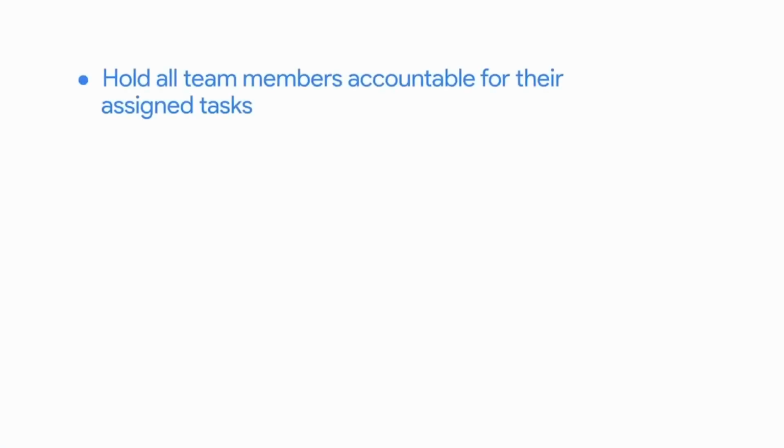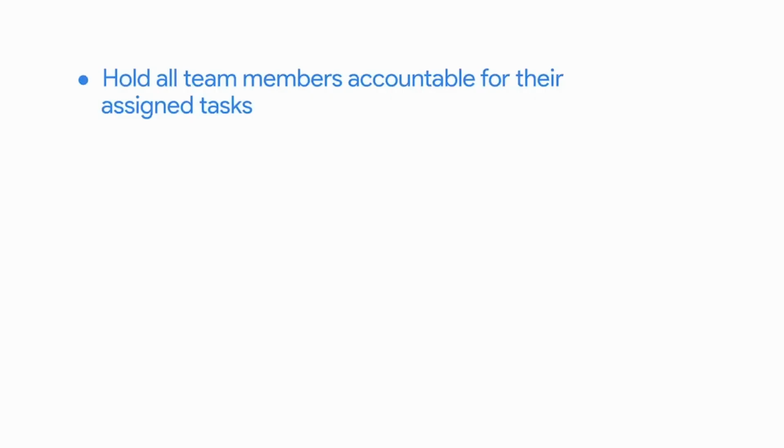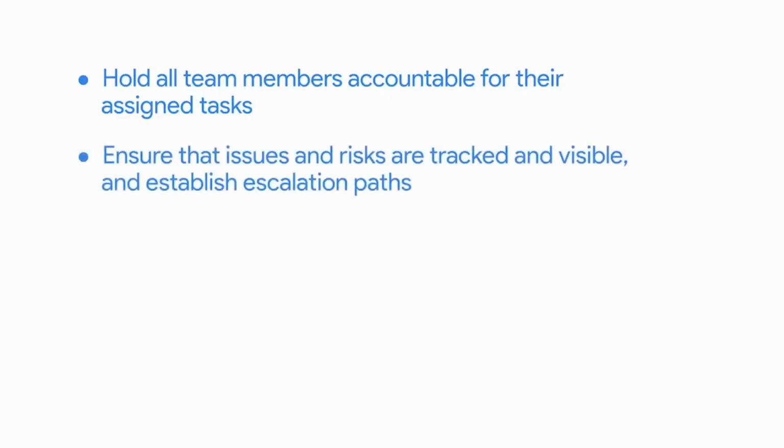First, you'll need to hold all team members accountable for their assigned tasks. Managing tasks will help you hold your team members accountable by giving them ownership over specific pieces of the project. Second, you'll need to ensure that issues and risks are tracked and visible, and be able to establish escalation paths.